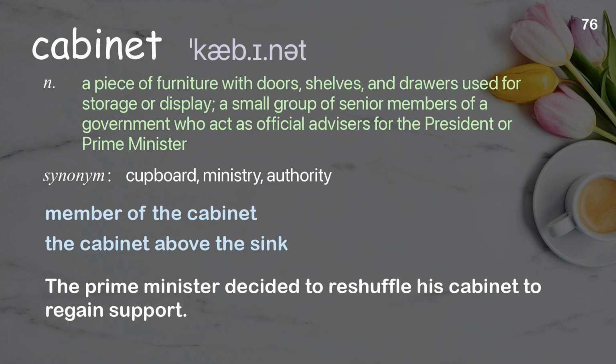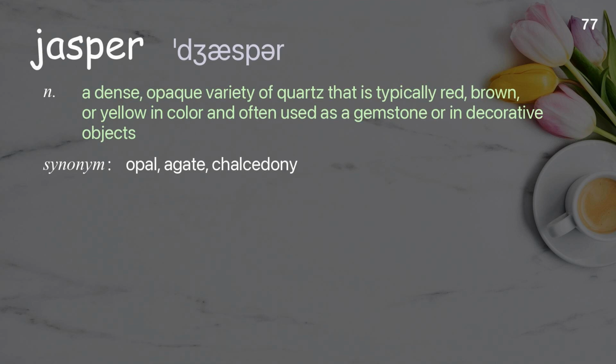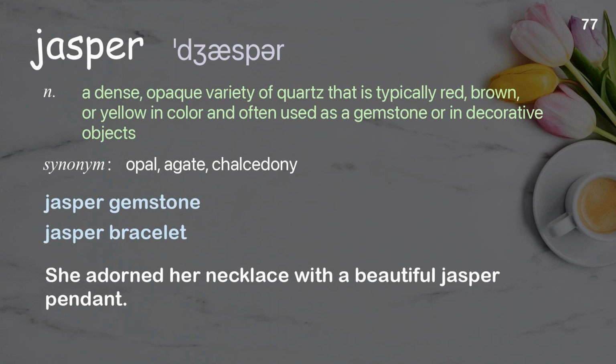Jasper. A dense, opaque variety of quartz that is typically red, brown, or yellow in color and often used as a gemstone or in decorative objects. Examples: jasper gemstone, jasper bracelet. She adorned her necklace with a beautiful jasper pendant.